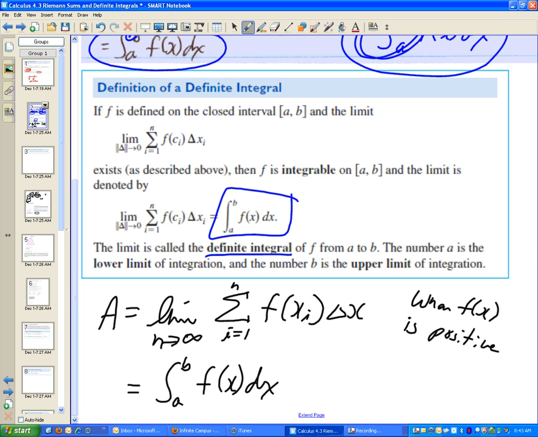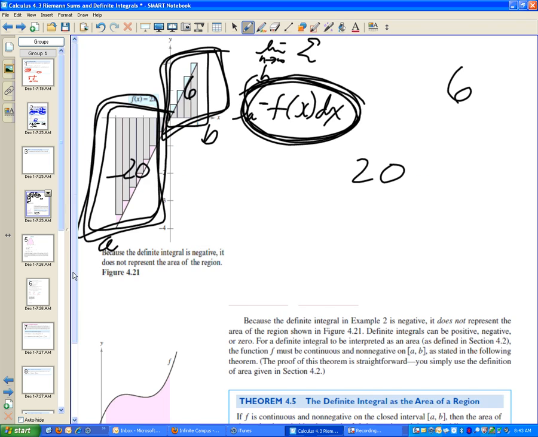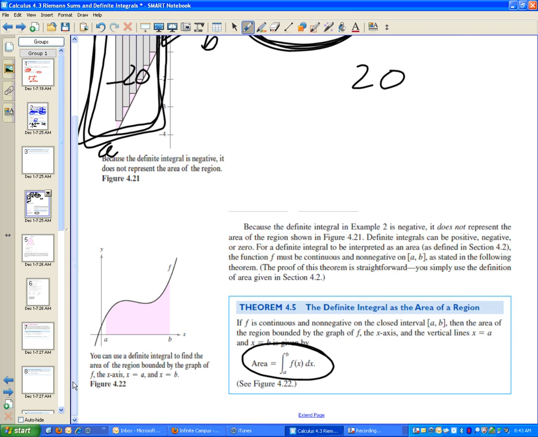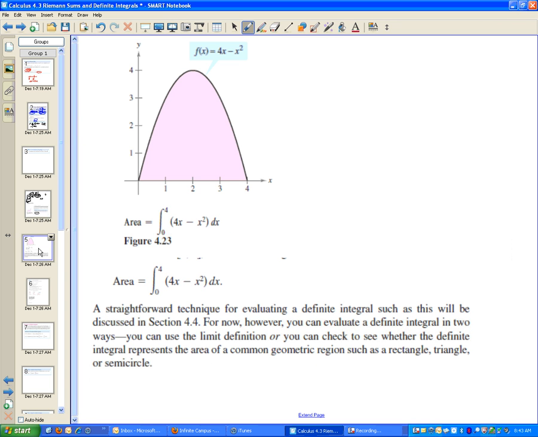But it still works real well to think of signed areas. Okay? So as long as you can think of it as a signed area, just call it area. All right. So, you guys with me? Okay. All right, let's take a look at this one.